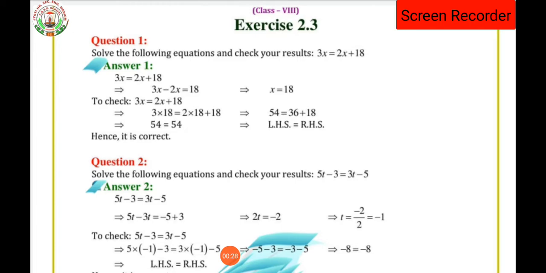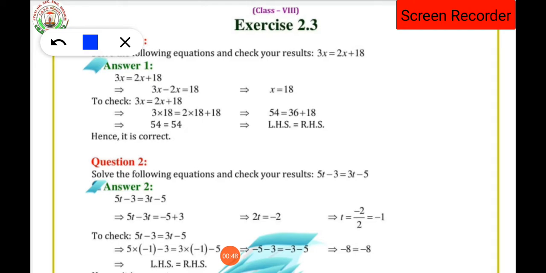What does question number 1 say? Solve the following equation and check your result. Okay, so as we did in exercise 2.1, in the same way we are going to solve this equation, but the extra thing which we have to do over here is check our result. Now I will show you how to check the result.